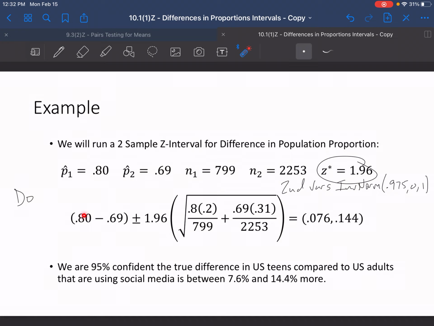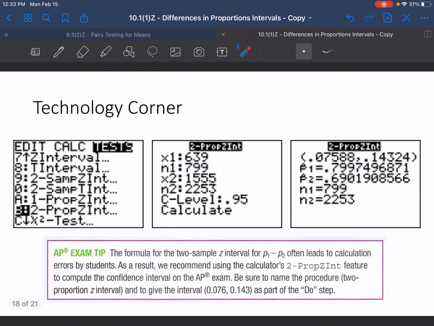From there, we would take the proportion of sample 1 minus the proportion of sample 2, plus or minus our critical value times the standard deviation, and that's going to give us a confidence interval of 0.076 to 0.144. So our conclusion part is stating it in context right here. We are 95% confident that the true difference in U.S. teens compared to U.S. adults that are using social media is between 7.6 and 14.4% more in this case.